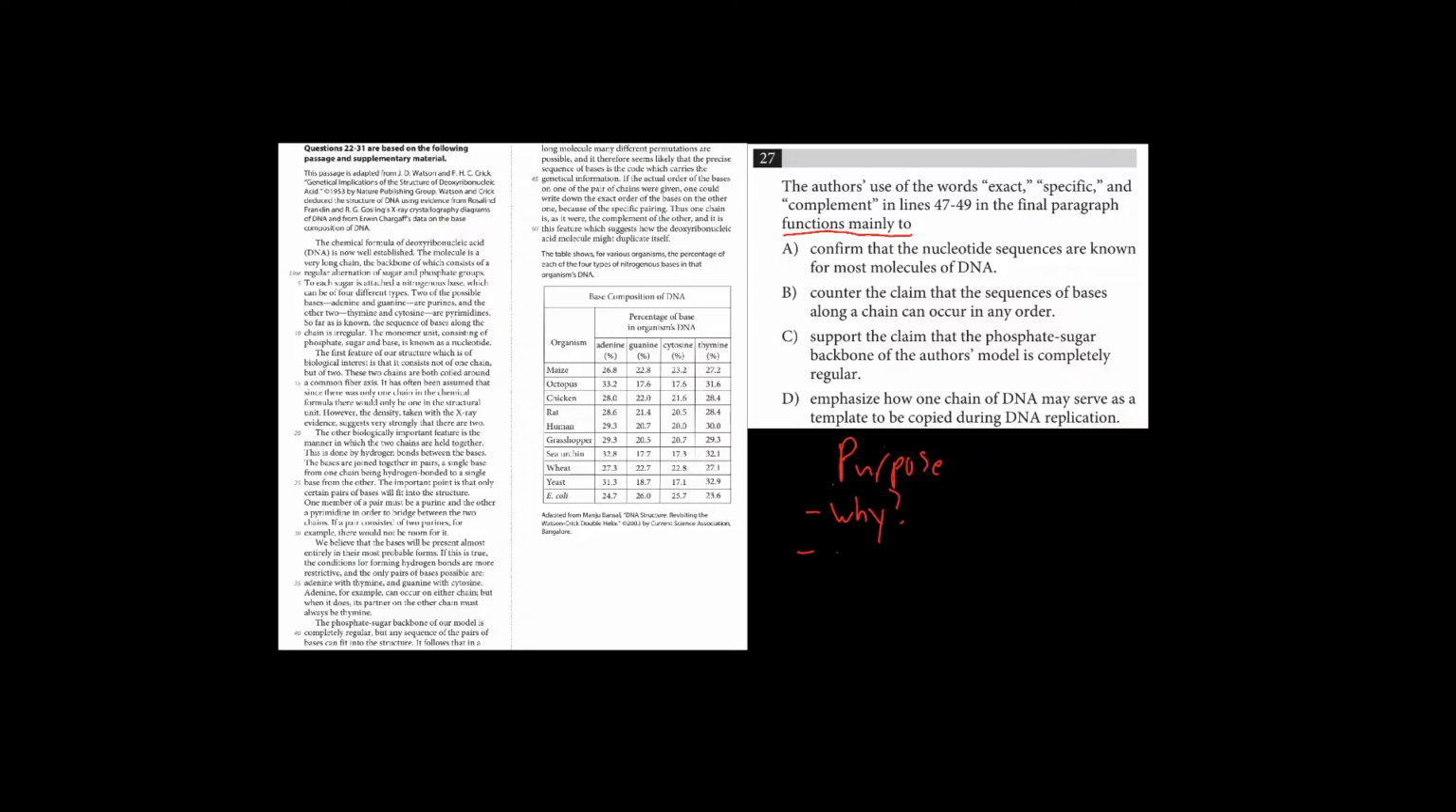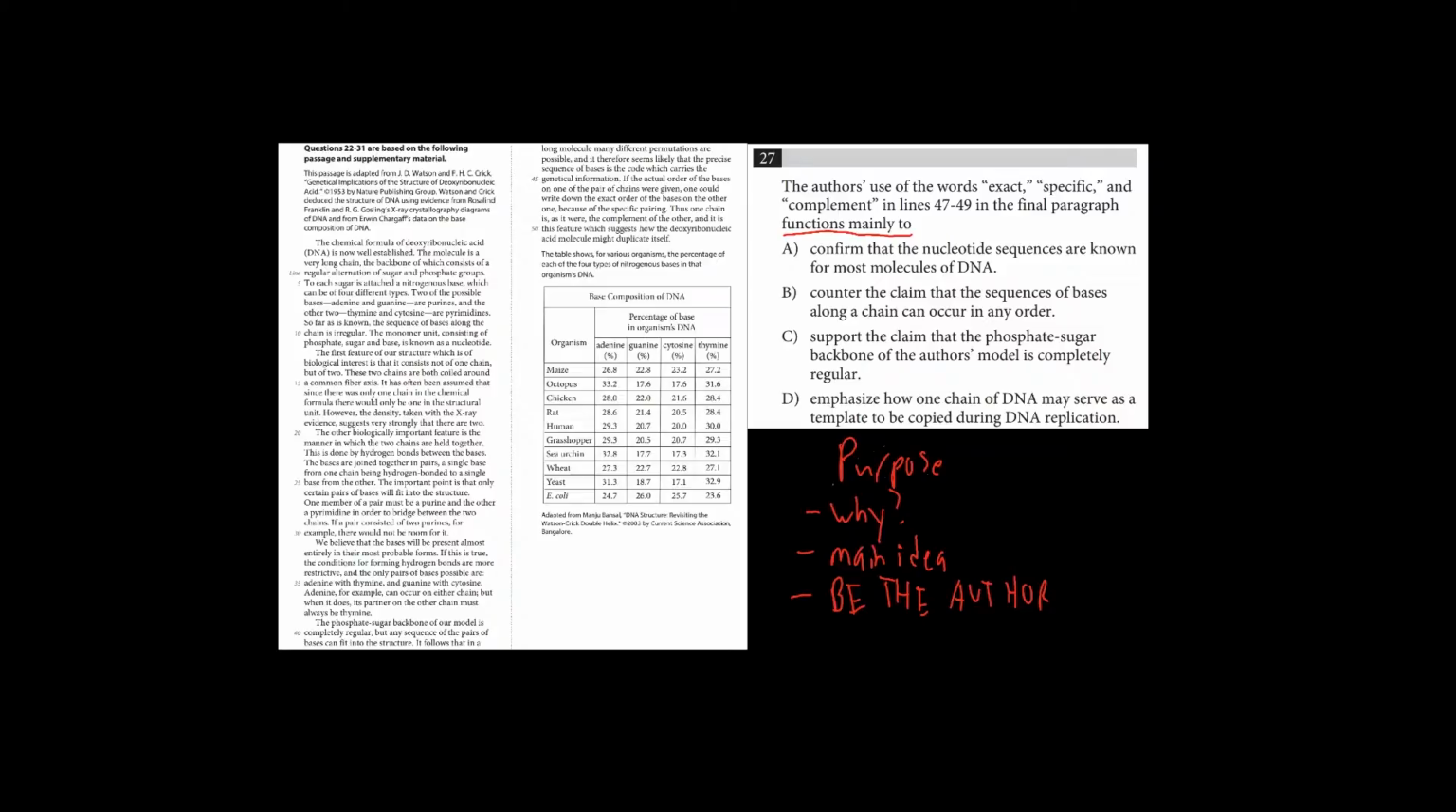And in this case, we have to understand the main idea. Before we can ask why the author does something, we have to understand what it is. And one of the best strategies for purpose questions is to be the author. If you're the author, why would you use those words? And that will help you figure out the answer. So let's go ahead and look at the part that they're referencing in lines 47 to 49.